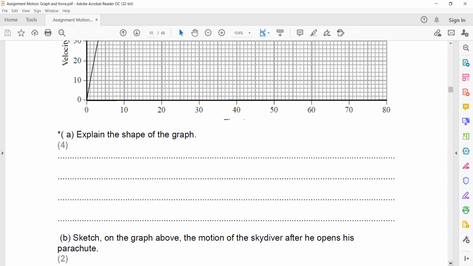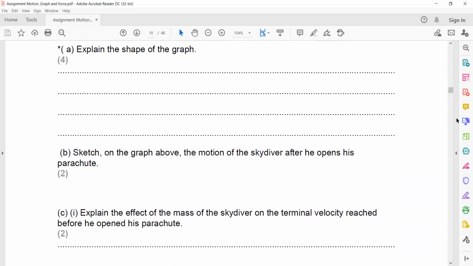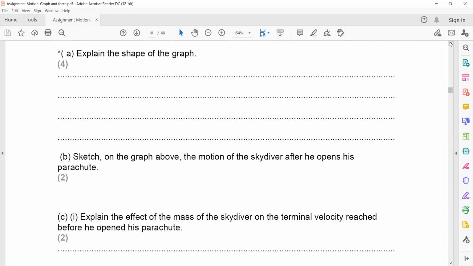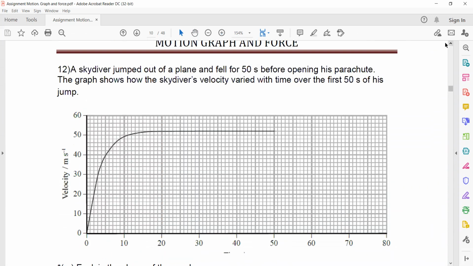The second part: sketch on a graph the motion after he opens the parachute. When he opens the parachute, his air resistance increases, so the force opposing the motion increases, so he will decelerate. Then as the speed decreases, his deceleration decreases again, and he will reach a constant velocity again, or a terminal velocity which will be lower than the first value.